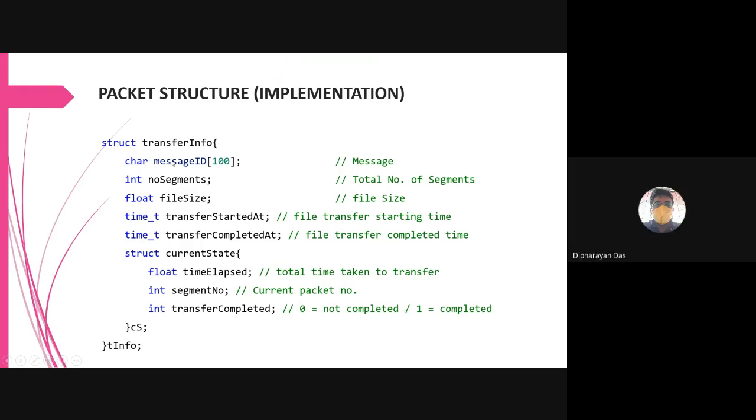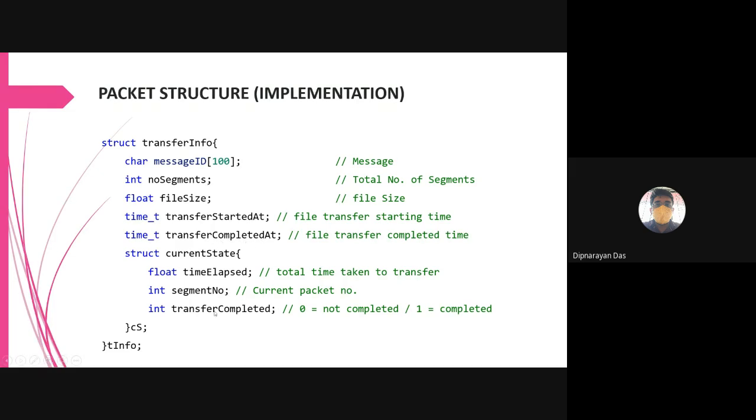So here is the message ID or the file ID, the number of segments we will send, the file size, the transfer started at, it will be logged by the client and also by the server. Transfer completed at, it is actually for the specific file we are sending to the server. Struct current status. So this one will be maintained one time, meaning the starting time will be logged and the ending time will also be logged.